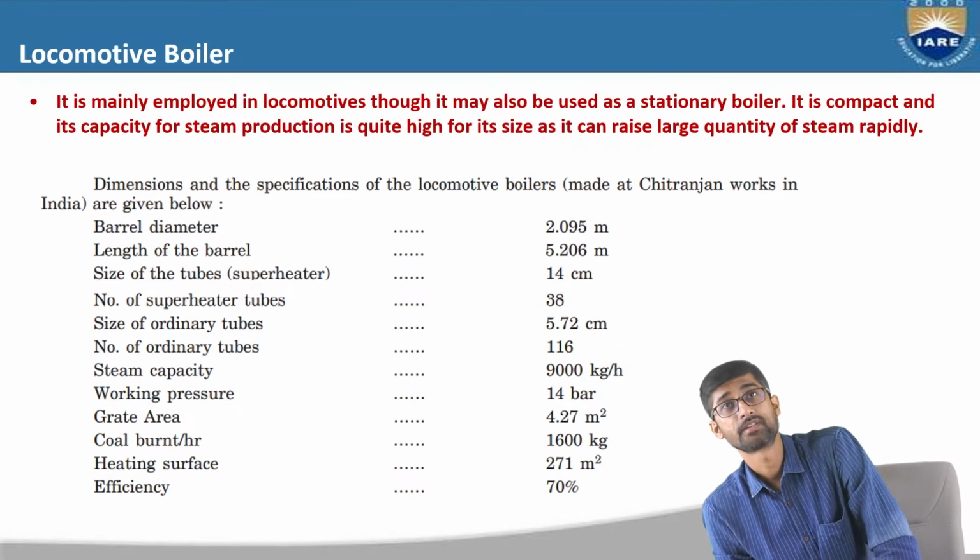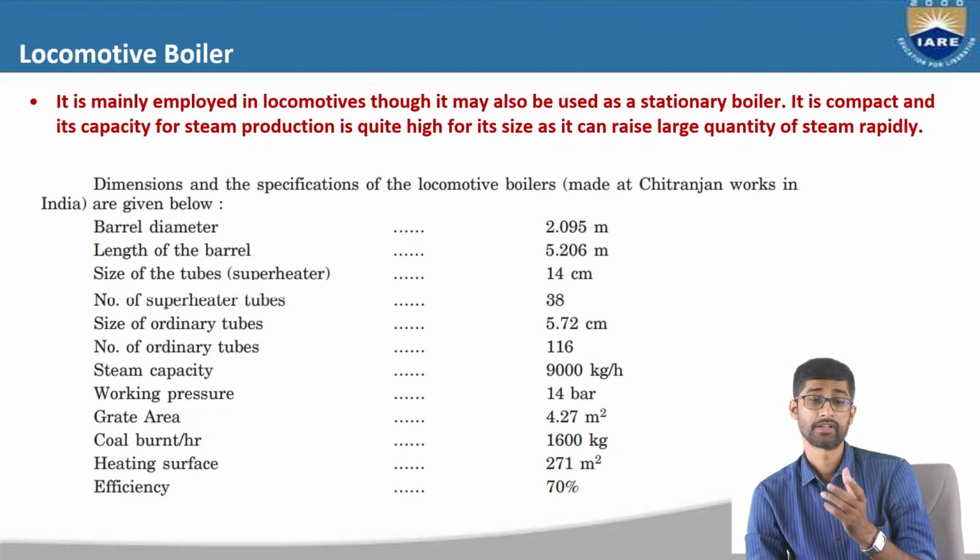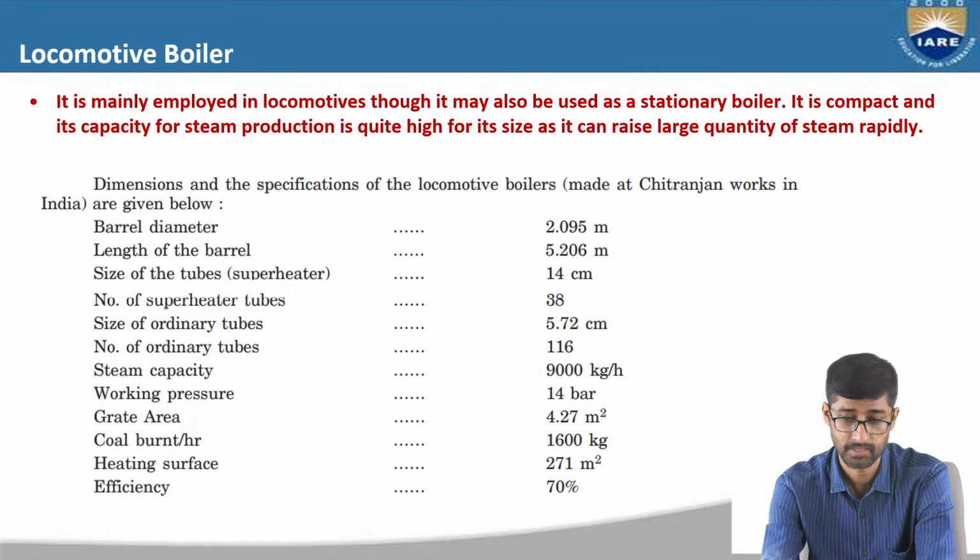The next type of boiler is the locomotive boiler. If you see, it is mainly employed in a locomotive, though it may also be used as a stationary boiler, right? It is very compact, and its capacity of steam production is very high for its size, as it can raise a large quantity of steam rapidly. So these are the characteristics of locomotive boilers.